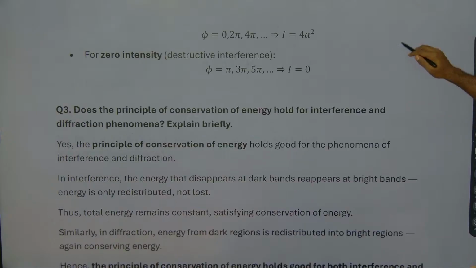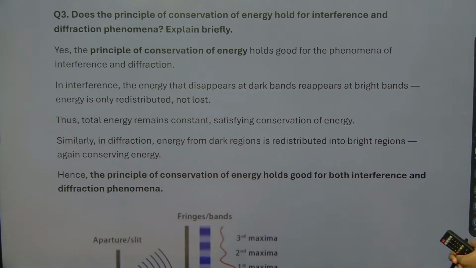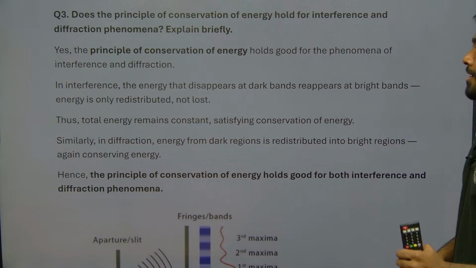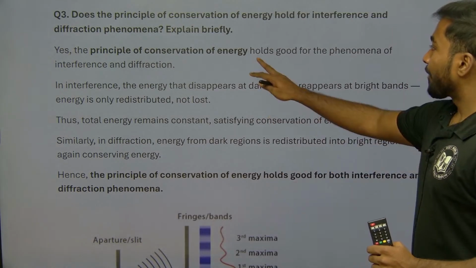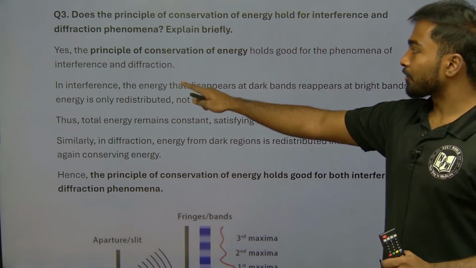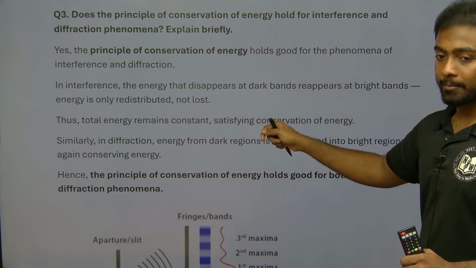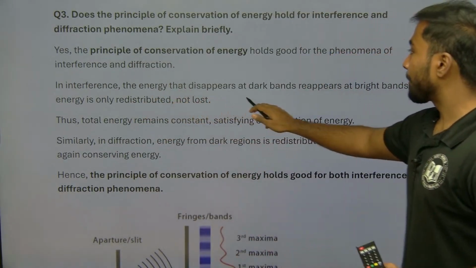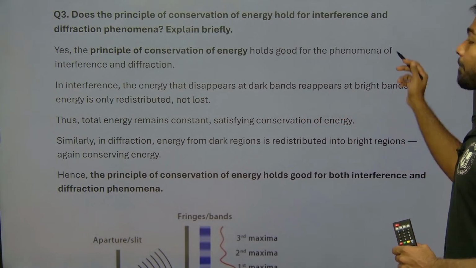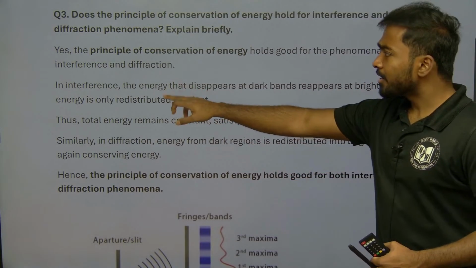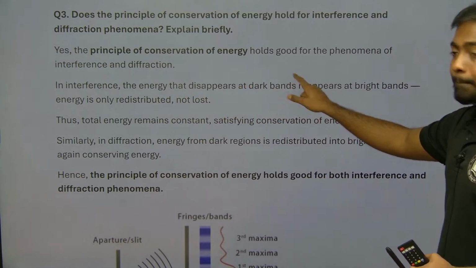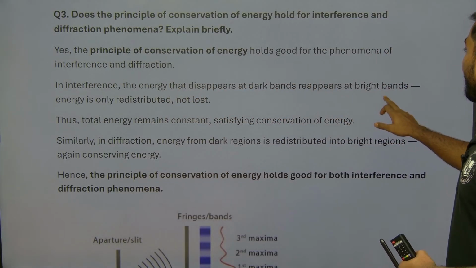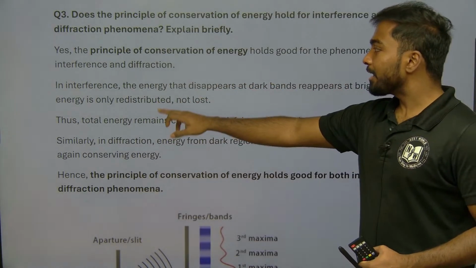Okay, done. So the third question is, does the principle of conservation of energy hold for interference and diffraction phenomena? Explain briefly. Yes, the principle of conservation of energy holds good for phenomena of interference and diffraction. Yes, obviously yes. Second point, what we should write is, in interference, the energy that disappears at dark bands reappears at bright bands. Energy is only redistributed, not lost.